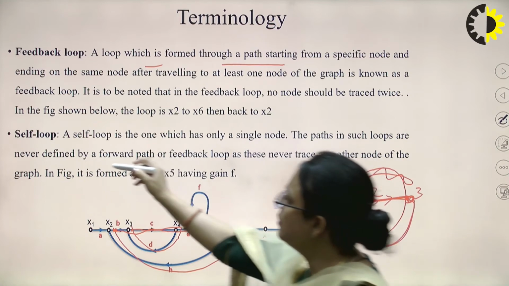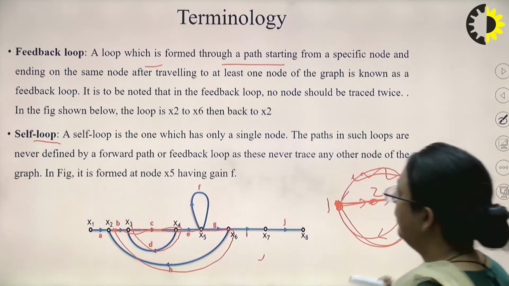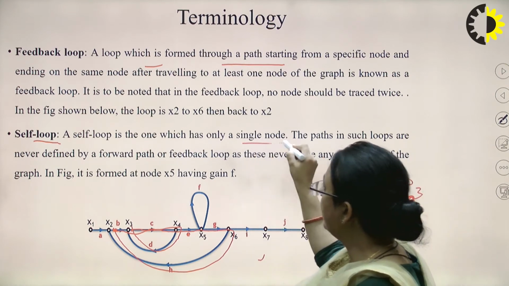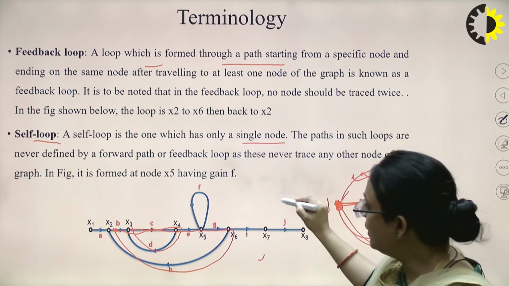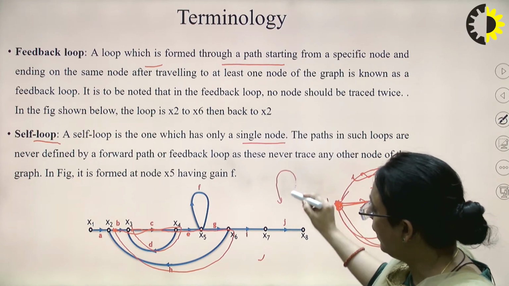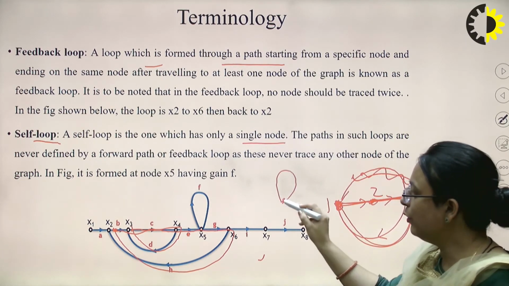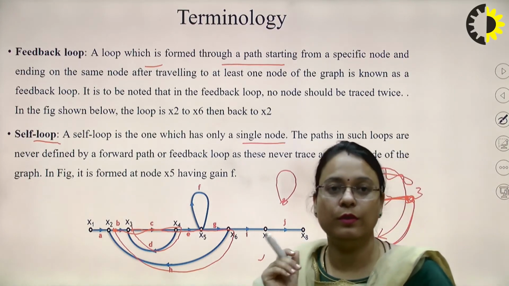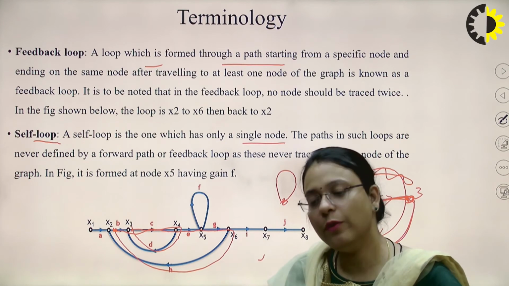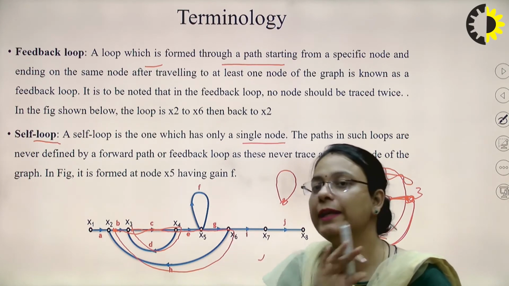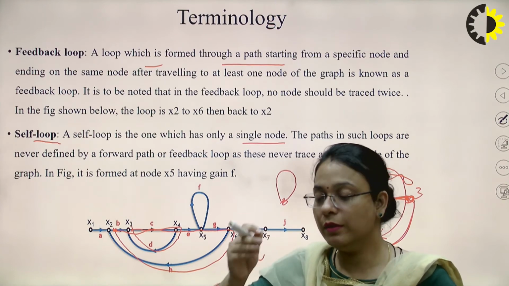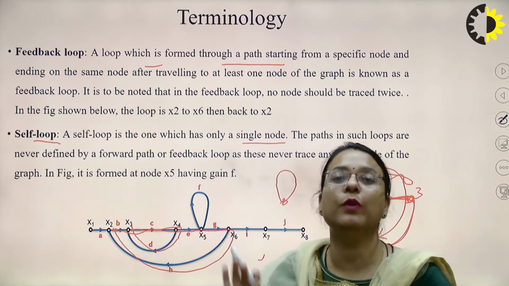Now another one is the self loop, right? A self loop is a loop which has only a single node. It starts at a particular node and then stops at that same node. It does not involve a second node. It starts from that node and ends at that node, and it does not travel to another node. While in the case of a feedback loop, the loop must travel through at least one other node.